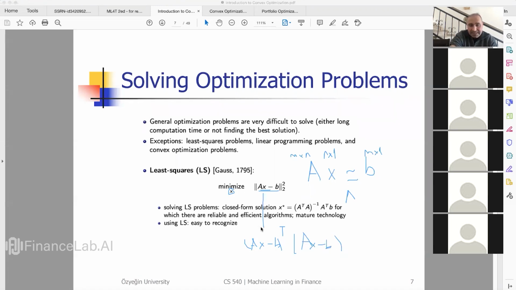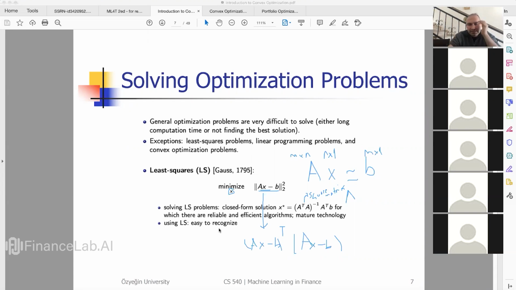Since this will be minimized, we can take the first derivative, and when we do, we come up with the closed form solution: (A transpose A) inverse times A transpose b. This can be inverted because A transpose A is a square matrix, as long as the matrix A doesn't have duplicates. So the solution is (A transpose A) to the minus 1, times A transpose b.